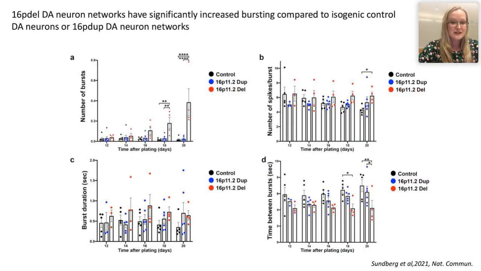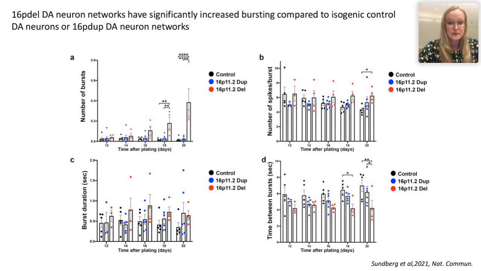Then we looked in more detail at the number of bursts in the networks, and we detected, interestingly, that the 16p deletion cells had a significantly increased number of bursts at day 20 of differentiation compared to control or duplication cell populations in panel A. And in panel B, we show that the number of spikes per burst was significantly increased in 16p deletion cells, shown here in red, at day 20 compared to the control population.